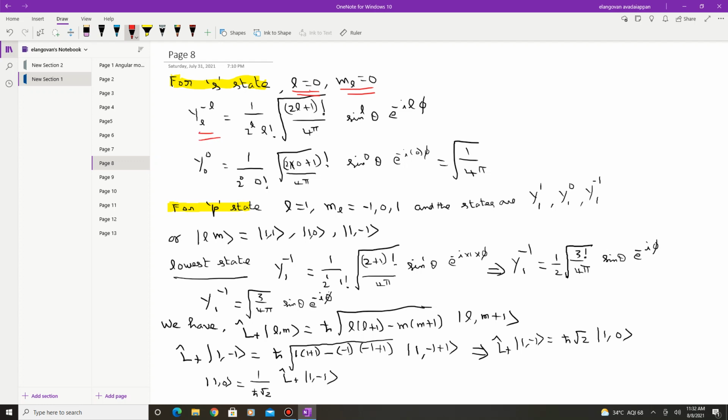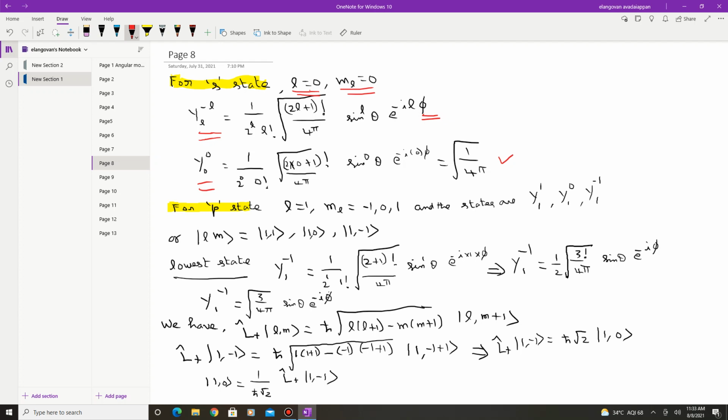Write down the expression for Y_l^{-l} from your previous calculation. So this is your expression. You substitute l equal to 0 and m_l equal to 0 in that expression, and it reduces to Y_0^0, where sin^0 θ is 1, e^0 is again 1, and the normalization constant is only 1 over 4π. So you get only a constant. Y_0^0 is equal to the square root of 1 over 4π for this state.